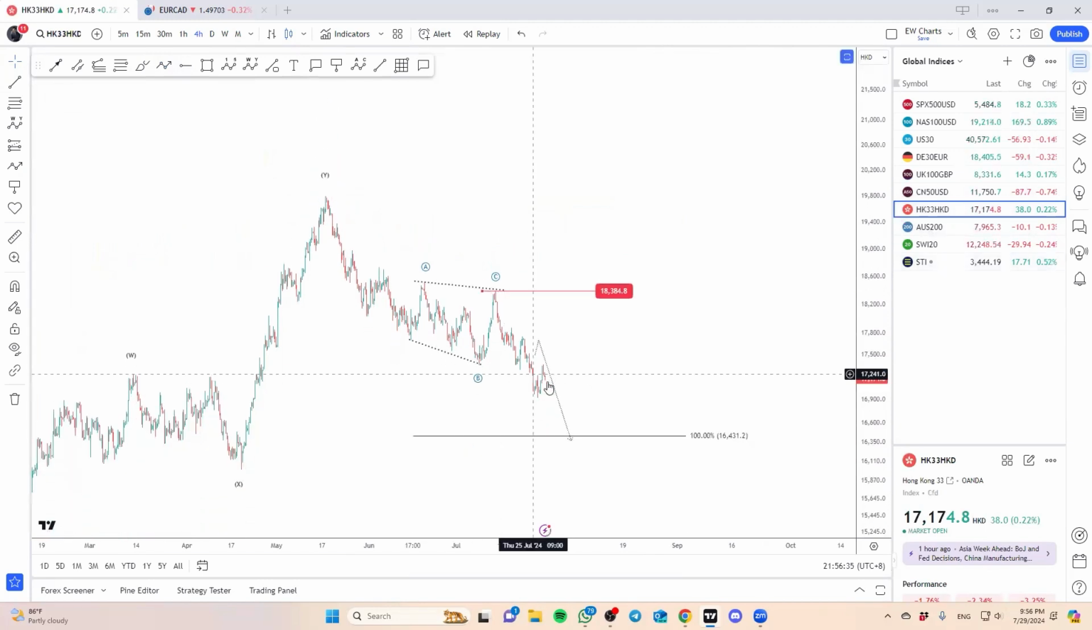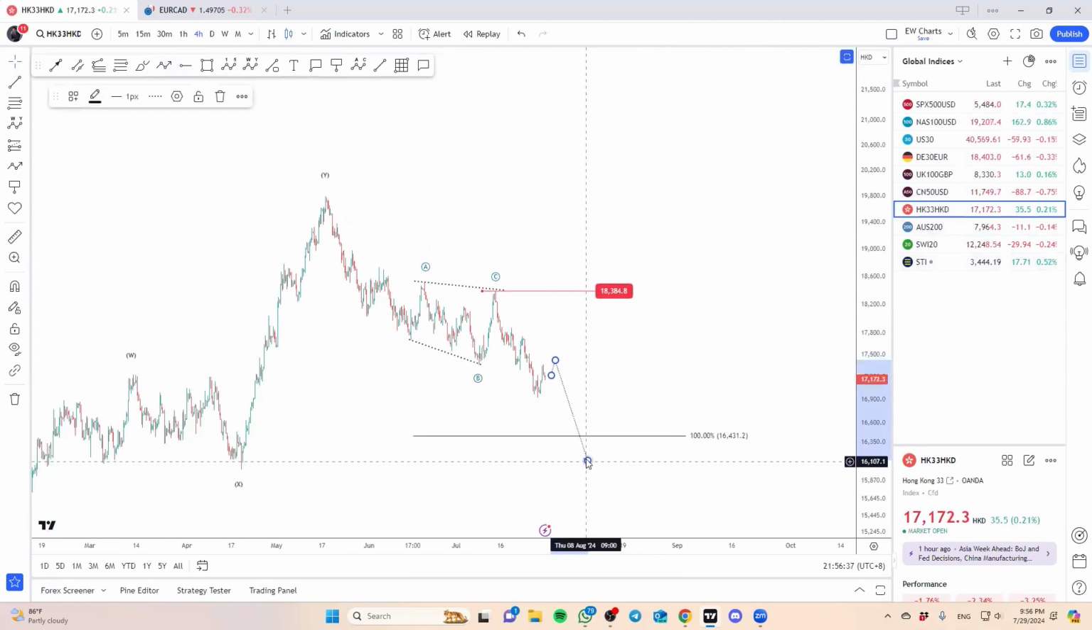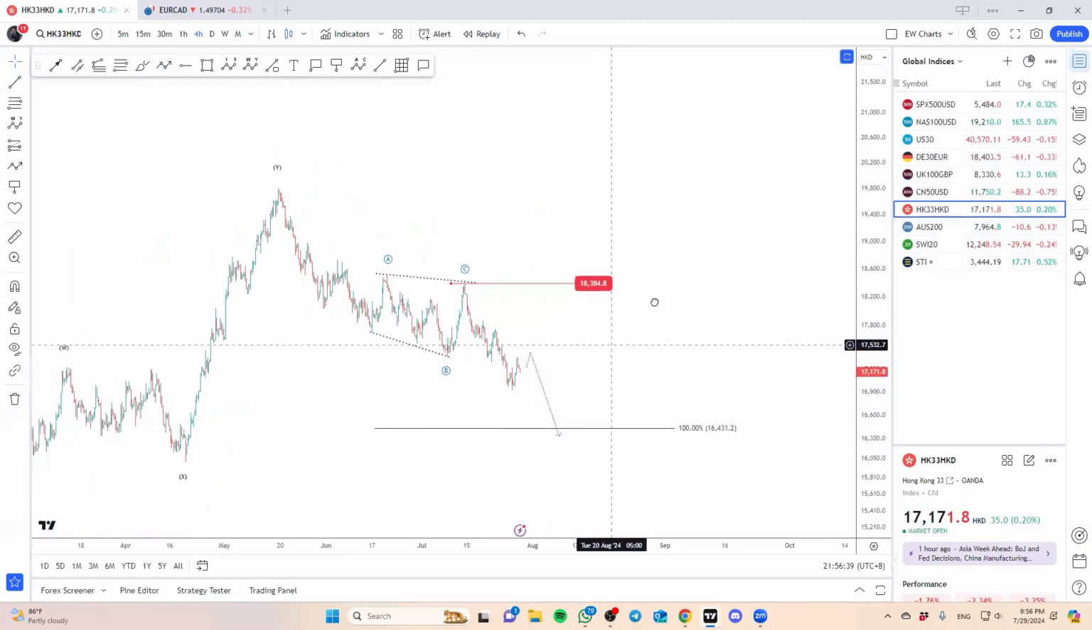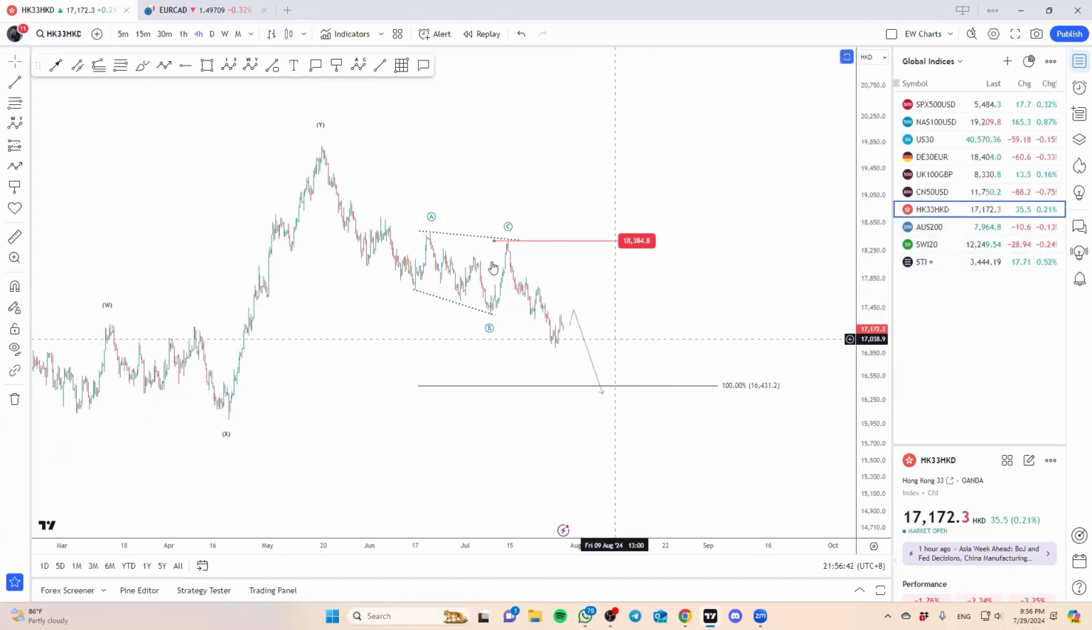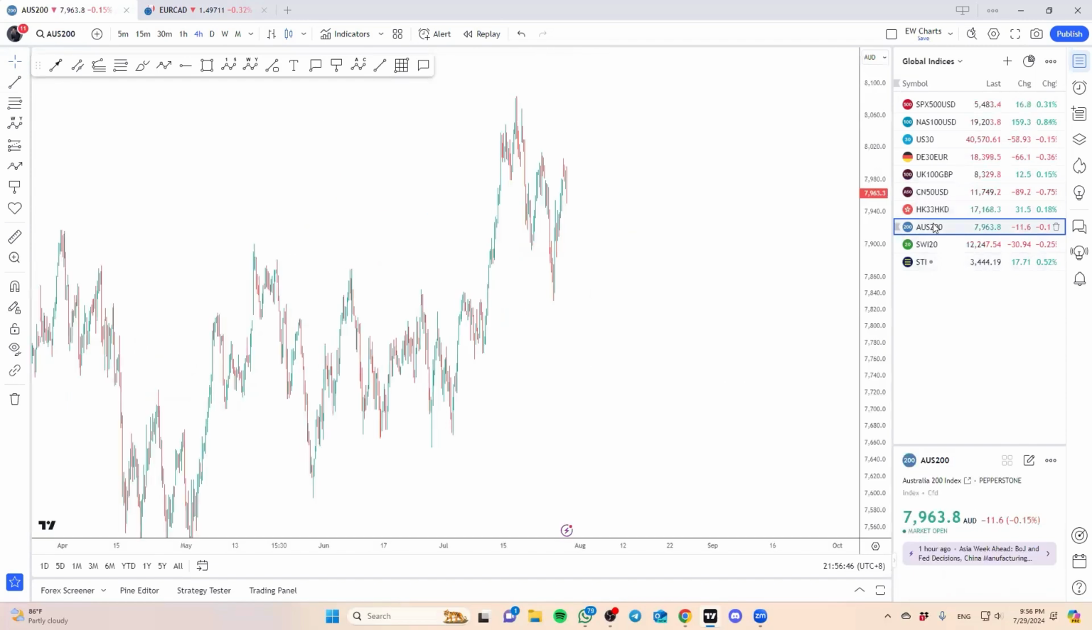Hang Seng here, kind of like pretty similar, right? We're kind of looking at this here, potentially extending to downside. I think that's a very high possibility. Not the clearest index to be trading, to be honest.